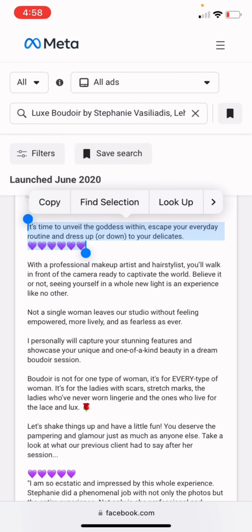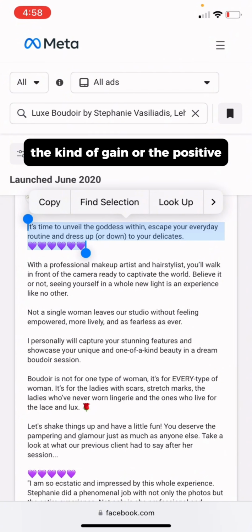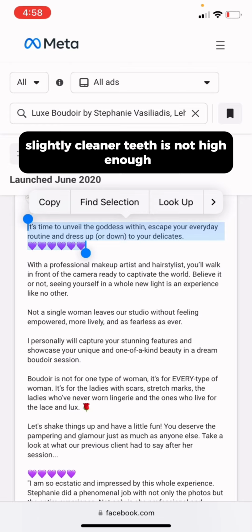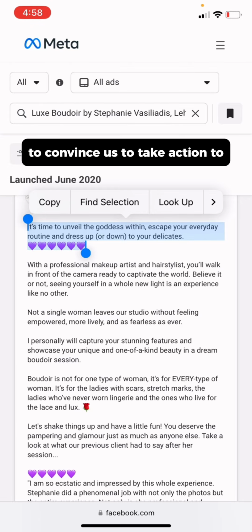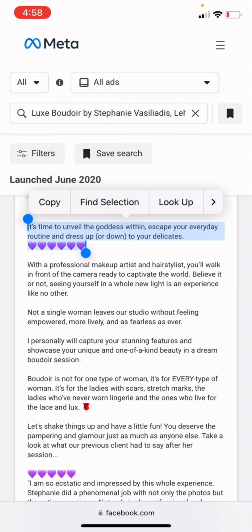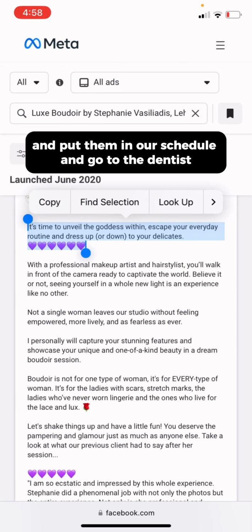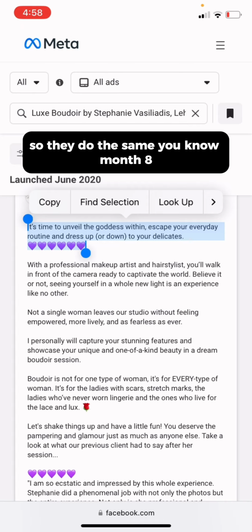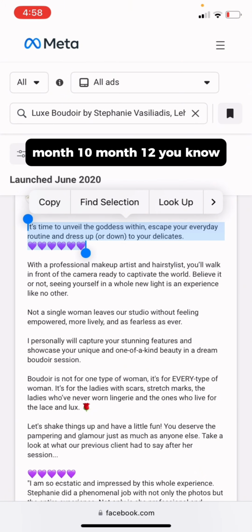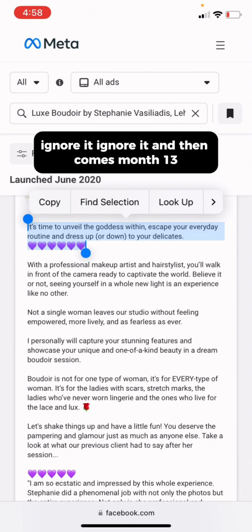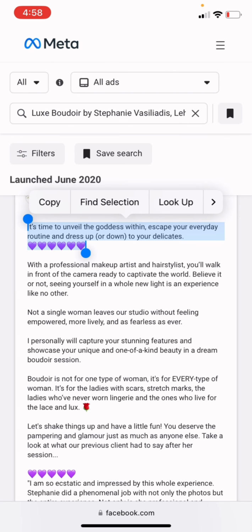We're busy. The gain or the positive or the pleasure of having slightly cleaner teeth is not high enough to convince us to take action, to break our schedule and put them in our schedule and go to the dentist. So they do the same, month 8, month 10, month 12, sparsely text us, their auto texter, and we ignore it. And then comes month 13.